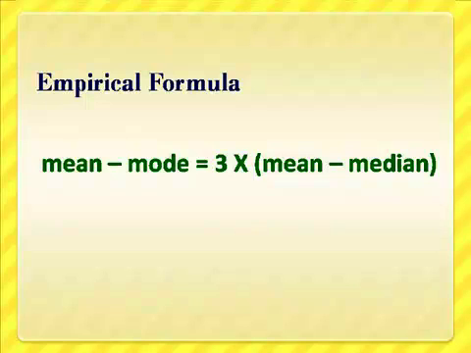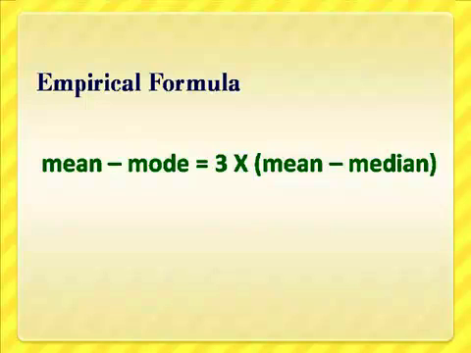Of course, when two of the three measures, say mean, mode and median, are given to you, the third one can be expressed in terms of the remaining two using an empirical formula. Mean minus mode is equal to 3 times mean minus median. Suppose if mean and median are given, I can compute mode using this formula. If mode and median are given, I can compute mean. So that means if any two are given, we can compute the third one very easily using this empirical formula.